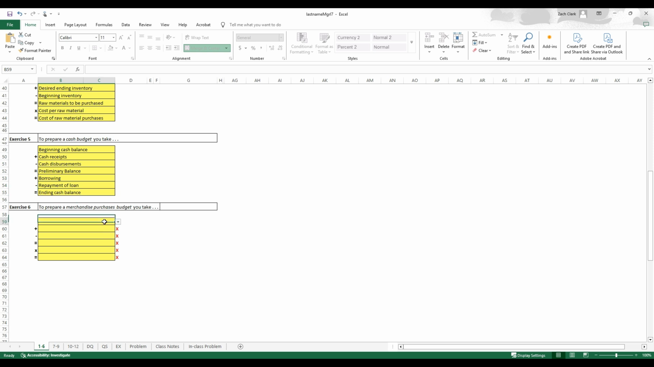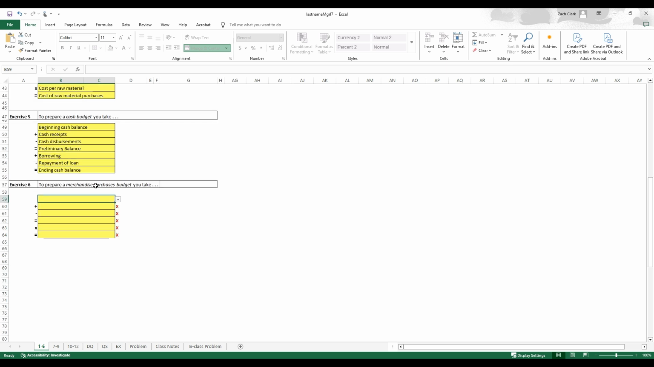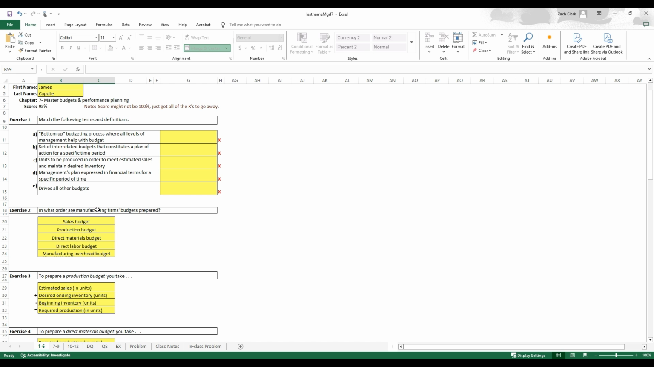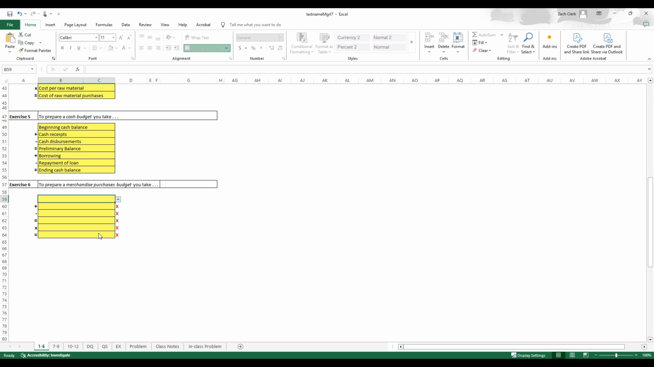Okay, so in exercise 6, to prepare a merchandise purchases budget, we're going to go through and figure out, our goal here essentially is how much do we need to buy. And so this one's going to be really similar to how much do we need to produce, but the difference here is that we're a merchandiser, so we buy stuff to resell it. Before, we were a manufacturer. But the process is going to be really similar.